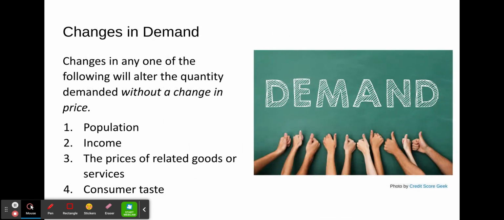Now, price isn't the only factor that can influence the demand for a good or service. Overall demand can increase or decrease based on a number of things, namely population, income, the price of related goods and services, and consumer taste. Changes in any one of these will alter the quantity demanded without a change in price.